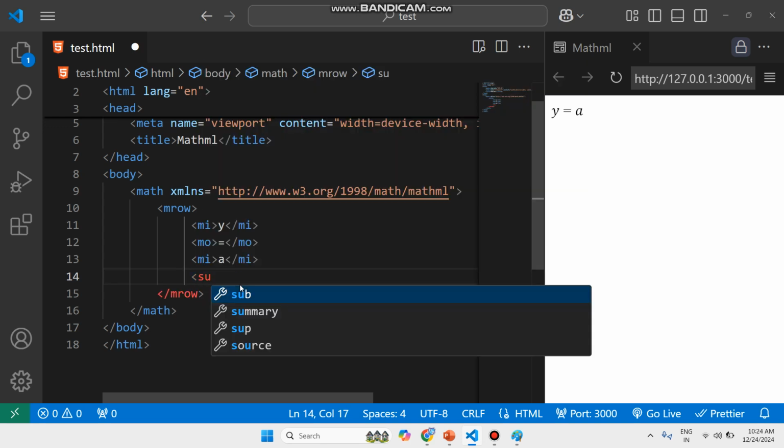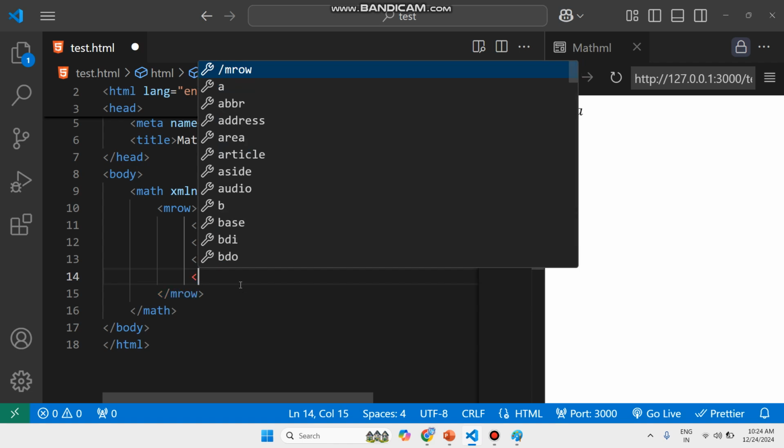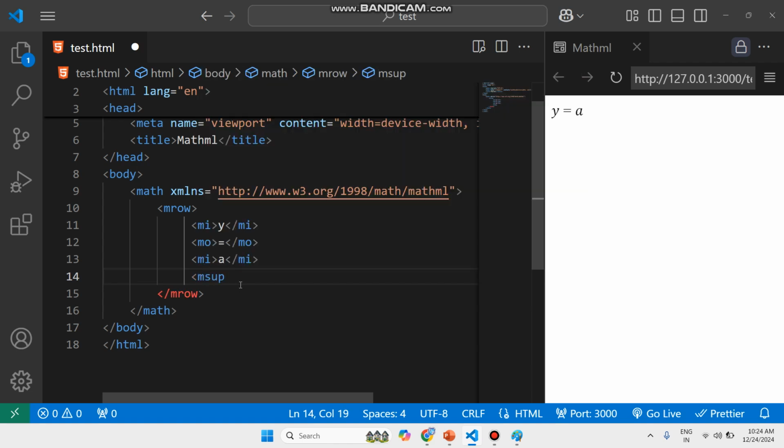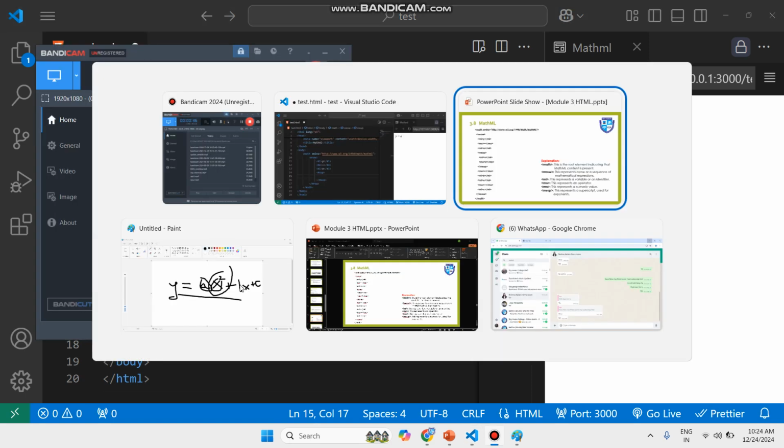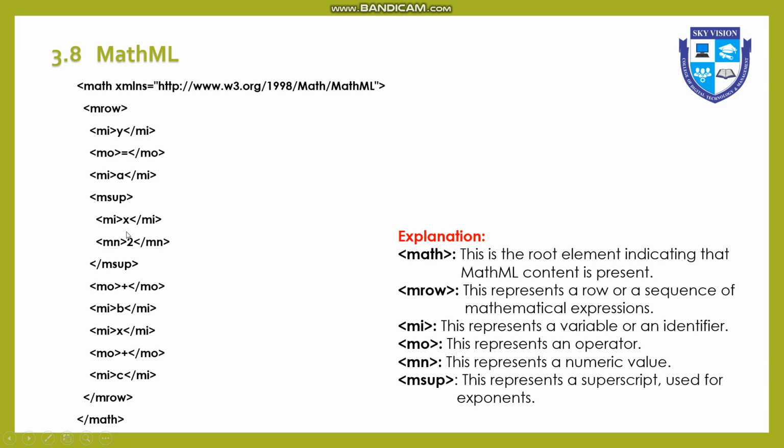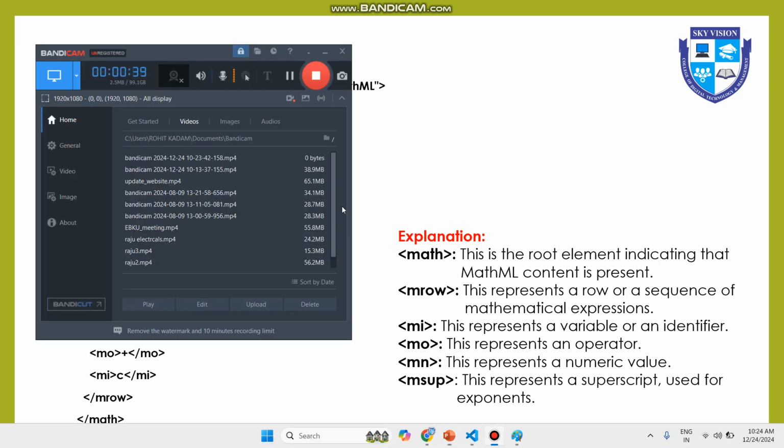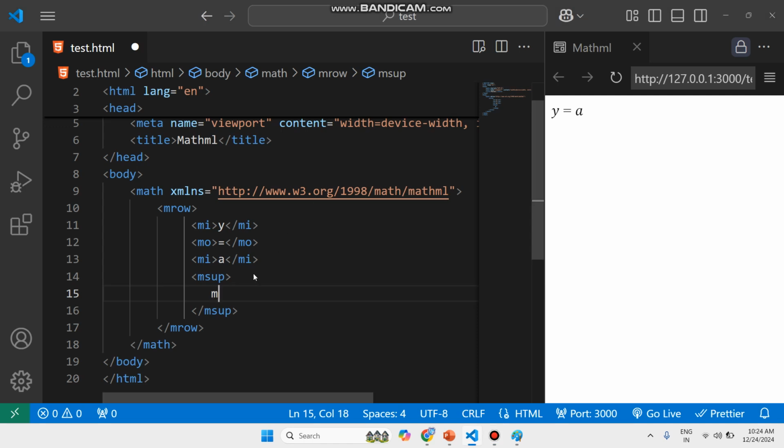Okay, so msup, I want to write over here. When you are writing the msup, you can see the superscript will be ready. In that superscript, I want to write mi again, and first mi, because of the letter we have, right? So let me write mi over here, because if I want to write any kind of letter, we are using mi only, right? Isn't it? So let's go.